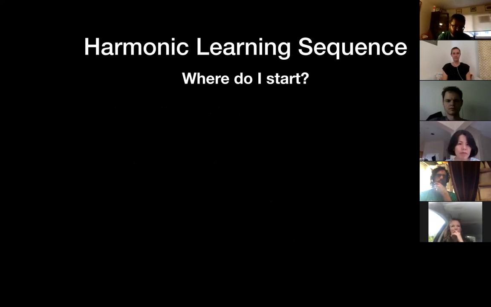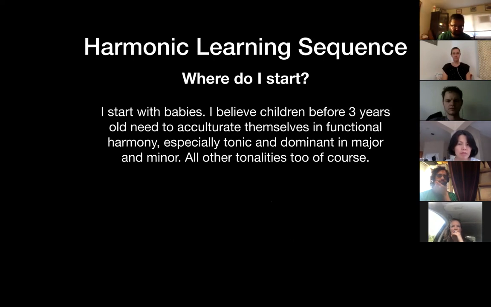Harmonic learning sequence, where do I start? I start with babies, and I just believe that before 3, they need to absorb, especially tonic and dominant, major and minor, and all tonalities. I'm lucky in that, and Krista, you understand because you're early childhood, how important it is that children get stuff before they turn 4 or 5 and are ready for lessons. Not that a lot of children are ready for lessons even when they are 5 or 6 or 8, and some adults would say they're not ready for piano lessons too, but they need to absorb.